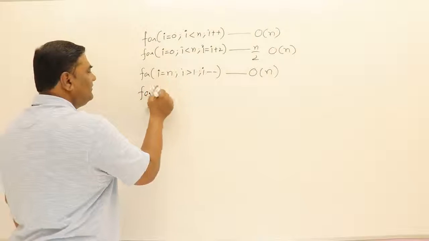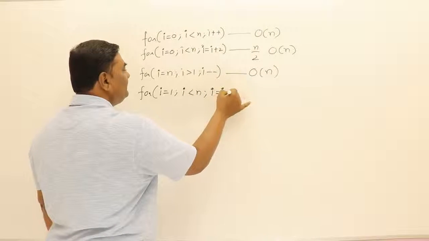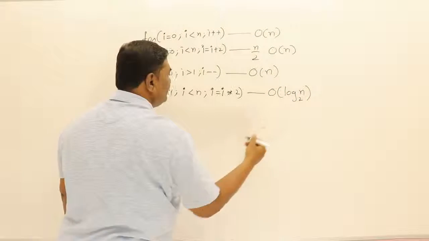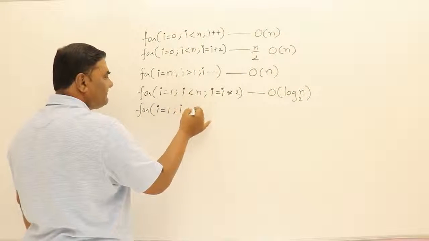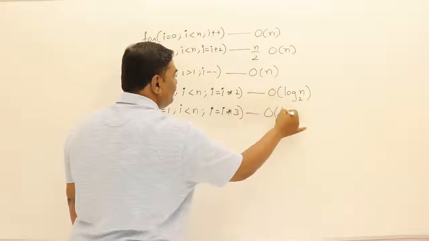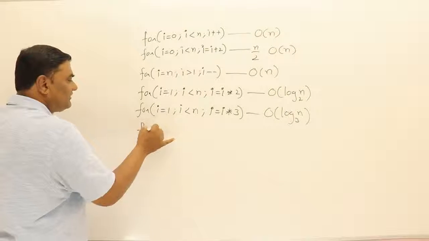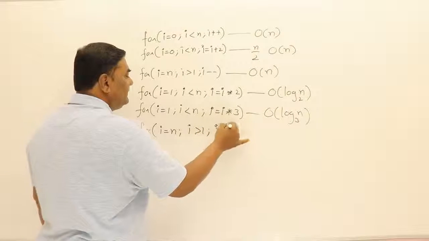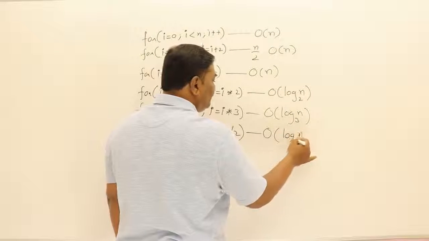Then for I assign 1, I less than n, I assign I multiplied by 2, this is order of log n base 2. So it means for I assign 1, I is less than n, I assign I into 3, this will be order of log n base 3. For I assign n, I is greater than 1, and I assign I by 2, it's order of log n base 2.